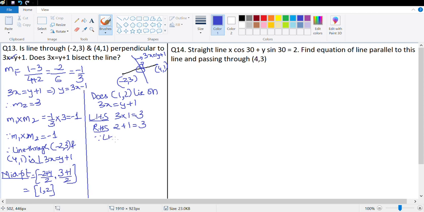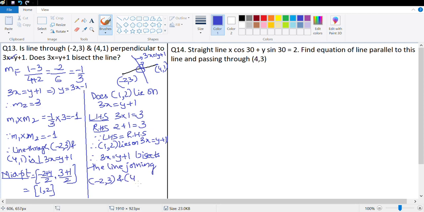So since LHS is equal to RHS, therefore (1, 2) lies on 3x is equal to y plus 1. Therefore, 3x is equal to y plus 1 bisects the line joining these 2 points, which is joining (-2, 3) and (4, 1). Perfect. So we've done both the questions, and answer for both the questions is yes. Let's look at the next question. Next question is question number 14.